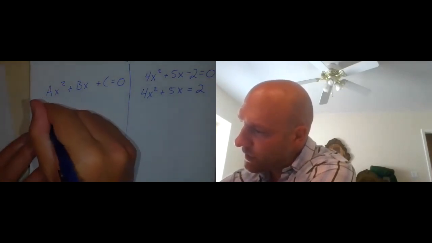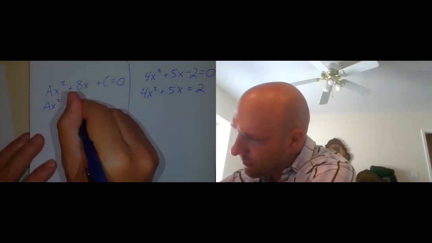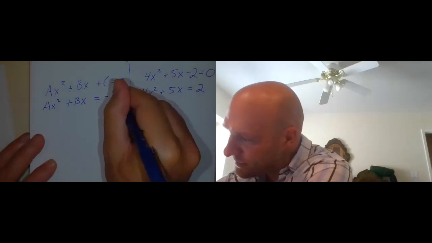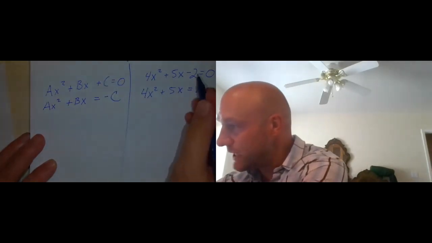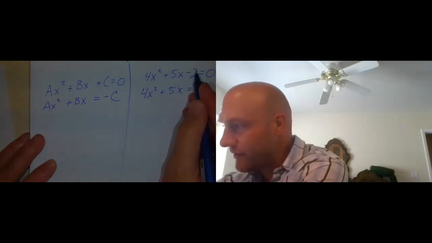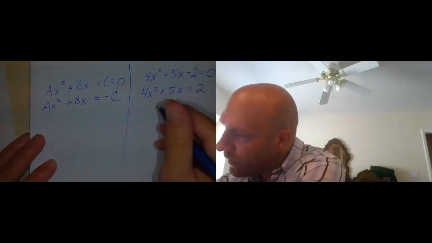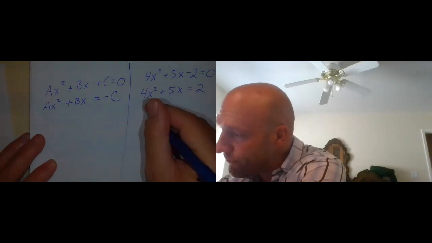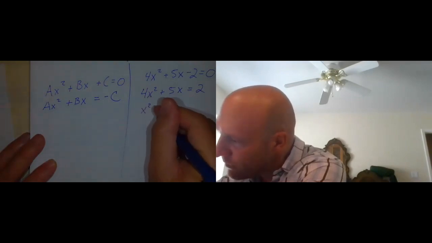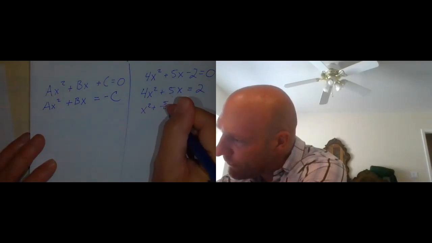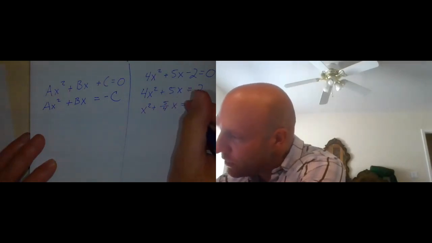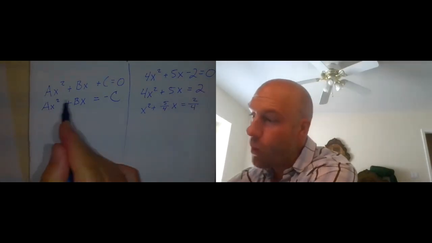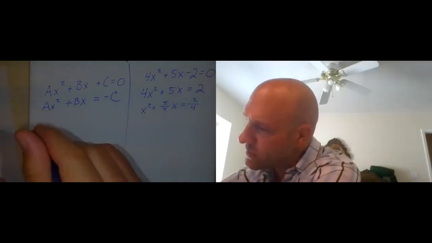So I should do that here, where I get ax squared plus bx is equal to, move this over, I'm going to have to subtract c from both sides, or add a negative c. Here I added a negative 2. So I added the 2. All right, then I want that lead coefficient to be a 1, so I'm going to divide everything by 4. And I get x squared plus 5 over 4x equals 2 over 4, which I know reduces. But seeing as I won't know how this reduces, I'm not going to reduce it.